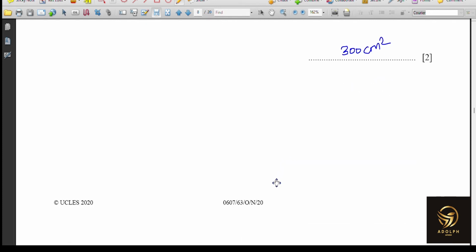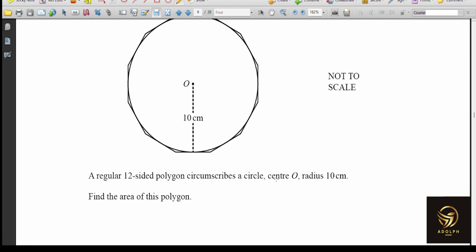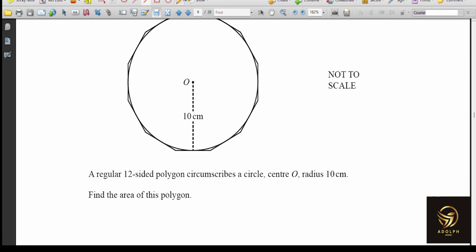Okay, let's go to the next one. Yeah, so in the previous step they gave one baby step to find the area of the triangle separately, then after that they gave the hexagon, but here they directly gave that 12-sided polygon. But we know the way, so let's try this.